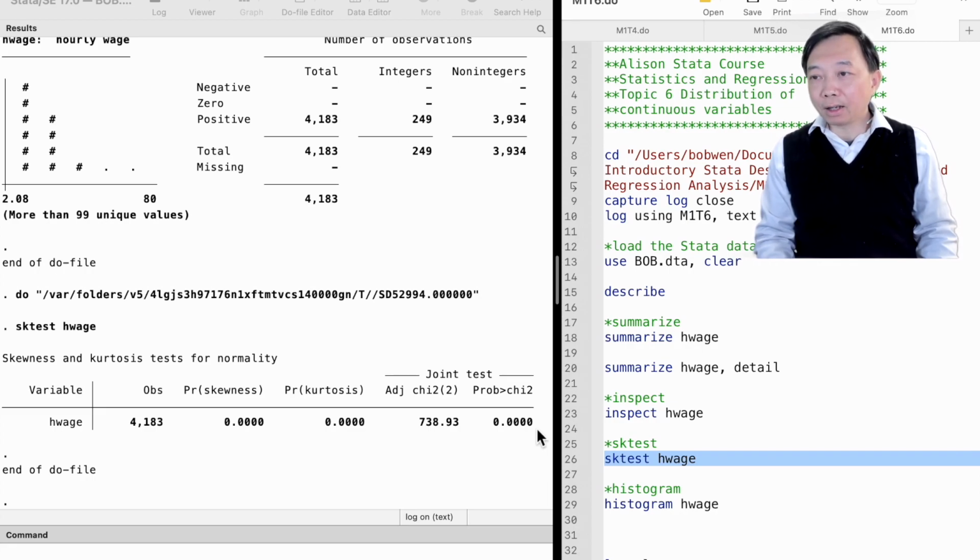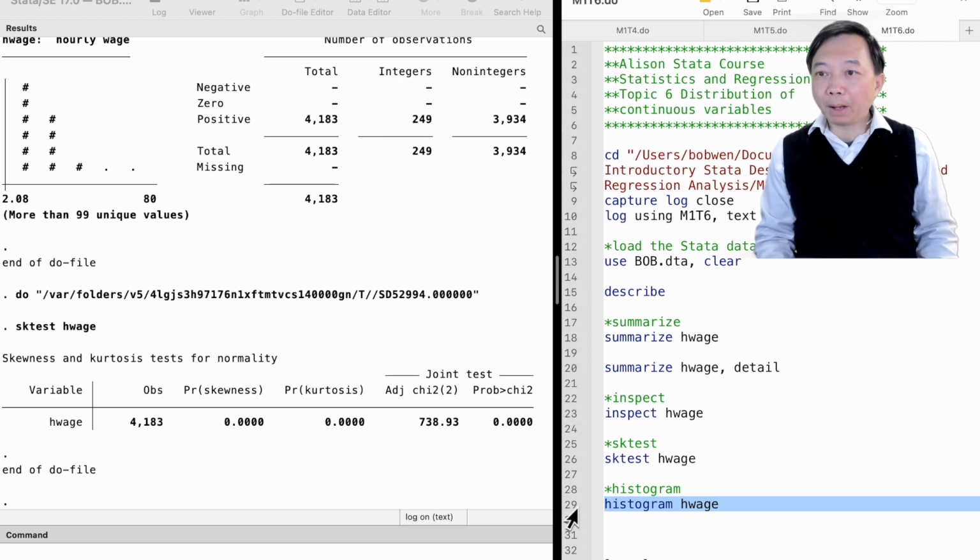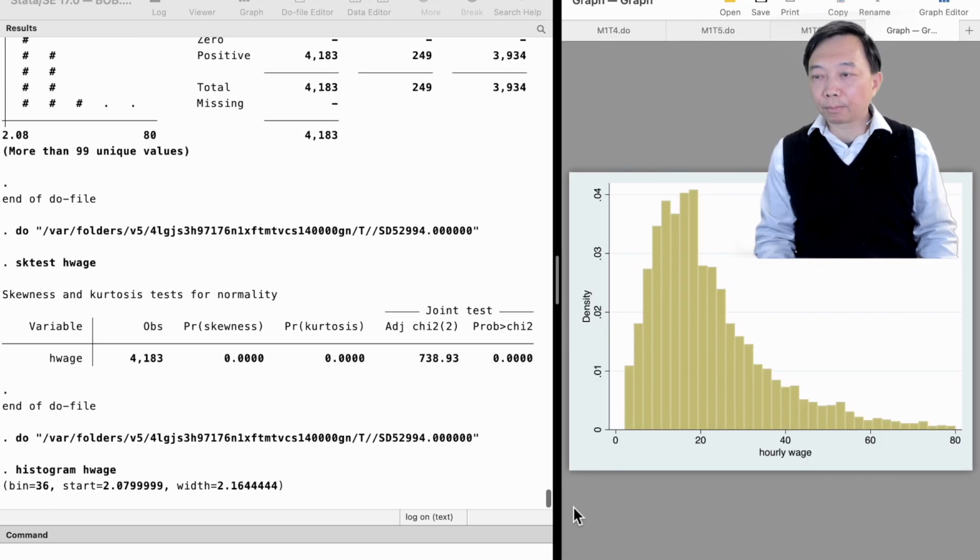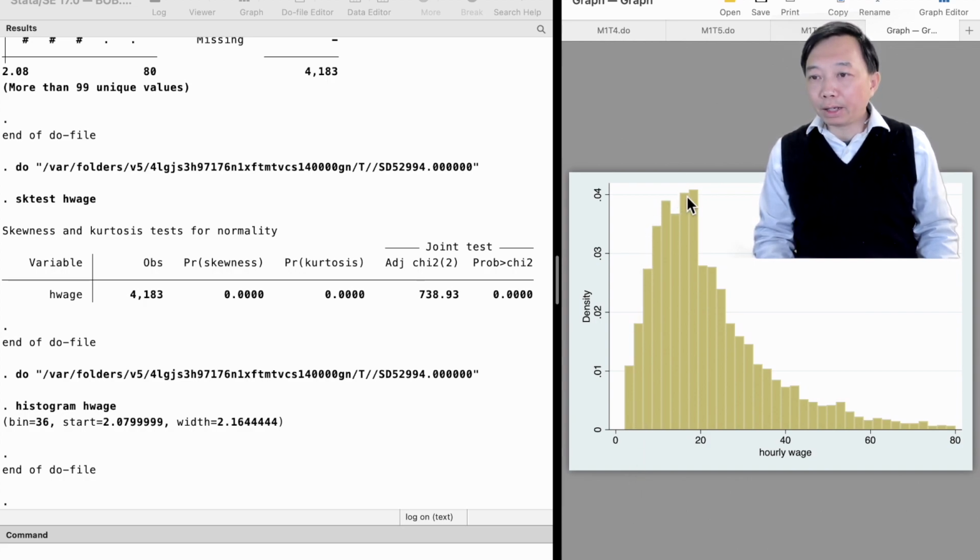Finally, we use the Stata graph command histogram to visualize the data. We type histogram followed by the variable's name, hwage. We see that the hourly wage distribution is right-skewed. The hourly wages for most workers are clustered on the left-hand side, and there is a long tail to the right that represents a small number of workers who earn very high wages. Please refer to my other videos for more information about the Stata graph commands.